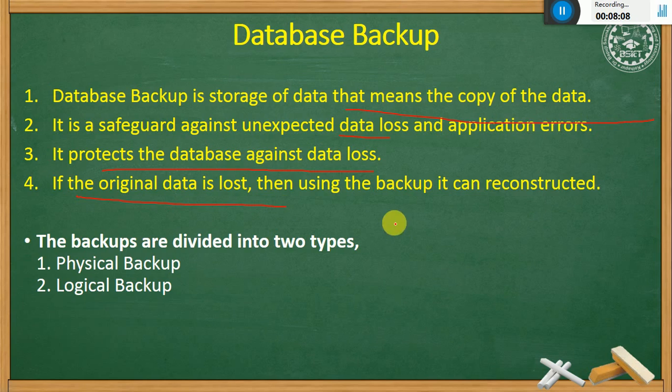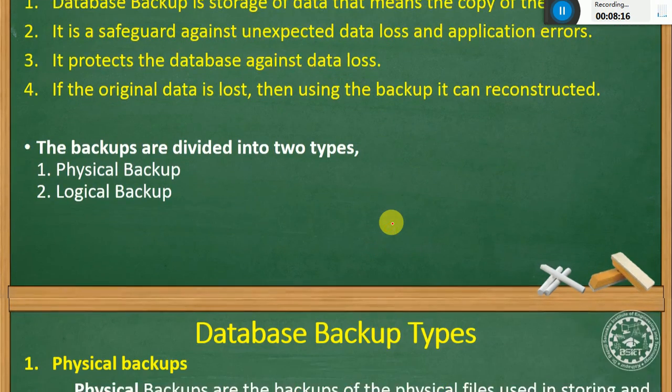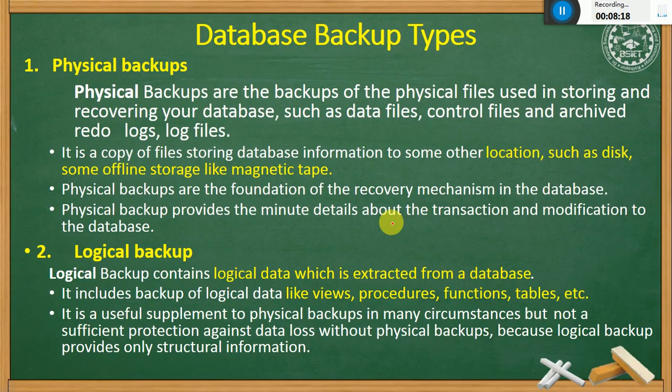In a database, basically there are 2 types of backup: physical backup and logical backup. Okay, so these are the 2 types of backup. So what is the need of backup? If your system is damaged, your data is lost. To avoid that data loss, you must require a database backup. So there are basically 2 types: physical backup and logical backup.